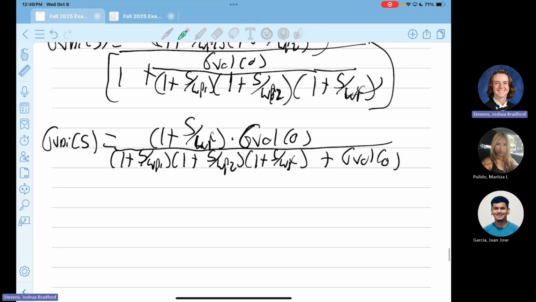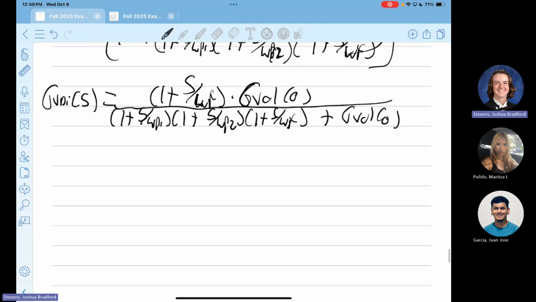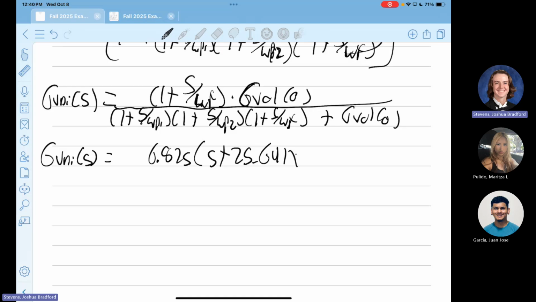Plug everything in. So when I do that, I get a numerator of this: 6.825 times S plus 25.641 times 10 to the third.